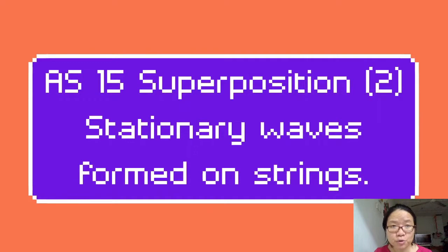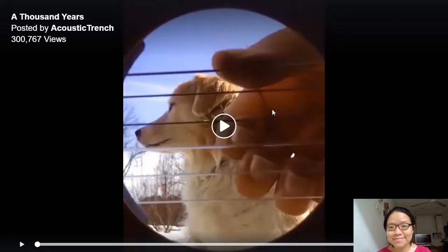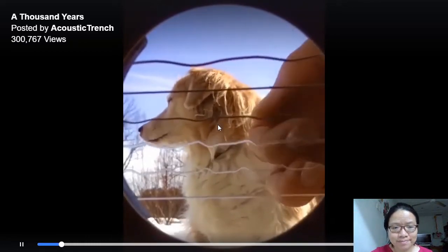Okay, this is video 2 for superposition. We are going to look at stationary waveform on a string, and the best example is a guitar. So note that all the strings have different thickness. If you've touched a guitar, you know what I'm talking about, all right? And let's see what happens when he plucks the guitar as he plays a song.